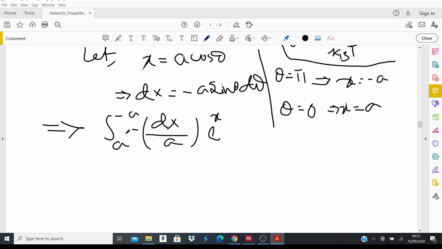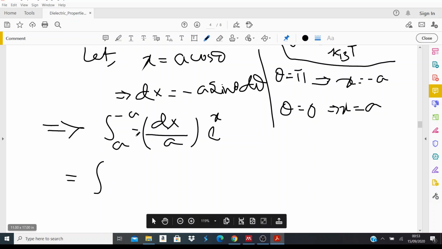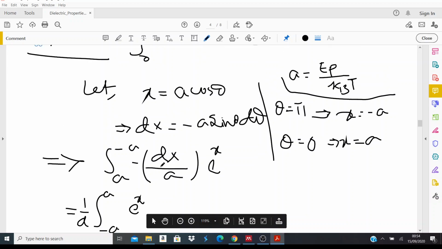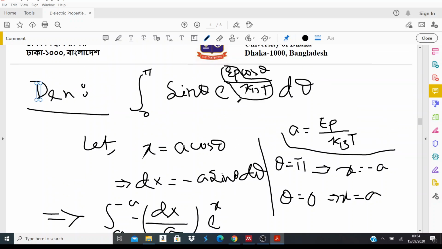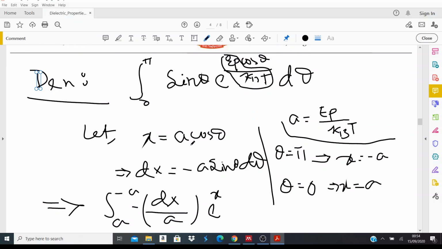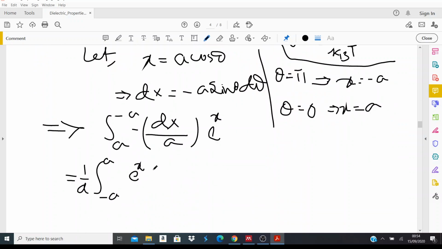And this minus sign, through it we can exchange the upper limit and the lower limit, and we have a factor of A outside. In the denominator we have A cos theta, and that's just x, right? So we are putting just A here, and if I'm not wrong, that's the integration we actually need to perform, right?